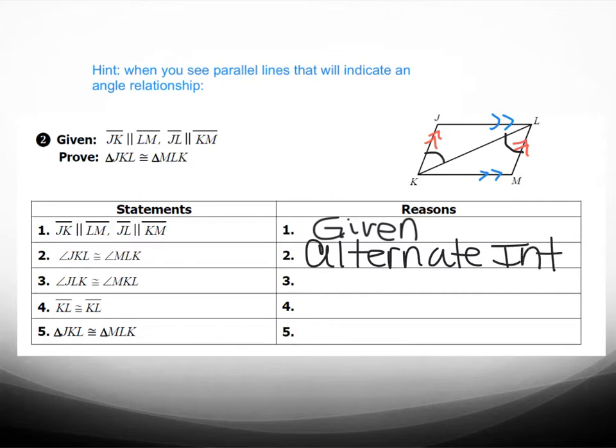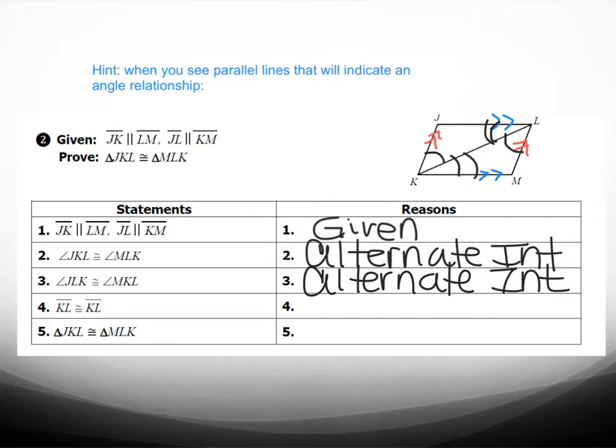Alternate interior. Well, let's take a look at J to L to K. Let's go from J to L to K, and that's this marking over here. And then we're going to go from M to K to L. So that's this one here. And why does that exist? You got it, alternate interior. Okay, we have KL is congruent to itself.